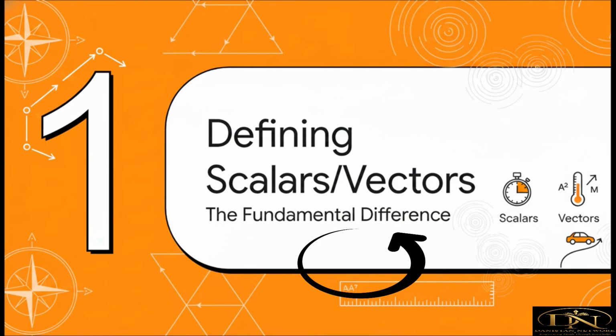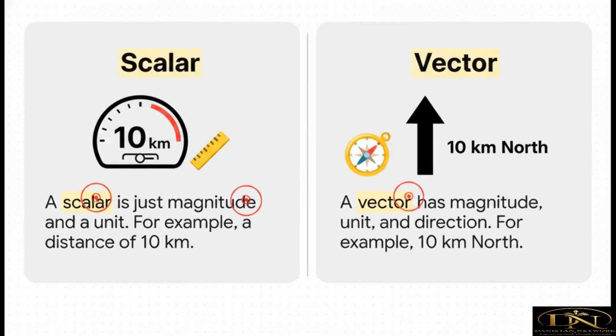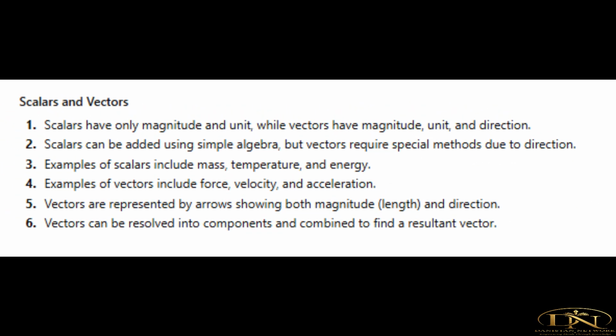What really is the fundamental difference between a scalar and a vector? Well, at its core, it's actually pretty simple. A scalar is just a size, a magnitude. Think 10 kilometers. That's it. But a vector needs more. It has both that magnitude and a direction. So it's not just 10 kilometers, it's 10 kilometers north. And believe me, that one little addition of direction changes everything.